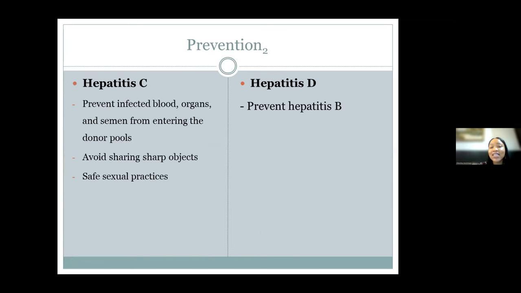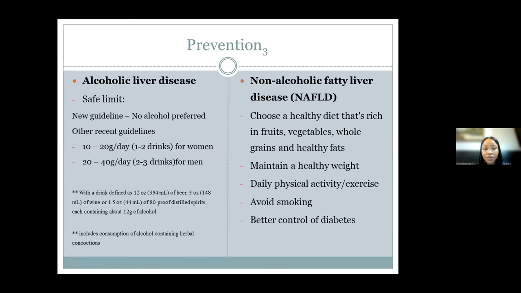For hepatitis C and D, the mode of prevention is similar to B, but like I added on the slide for hepatitis D, apart from preventing all the means of coming in contact and being exposed to the viruses, it's also important to prevent hepatitis B. So for someone that is not already infected with hepatitis B, it's important to get vaccinated.